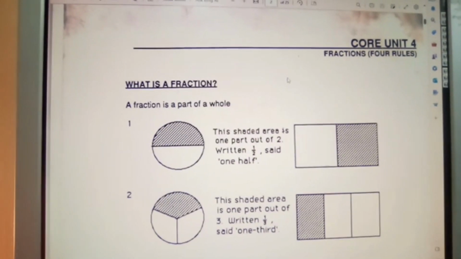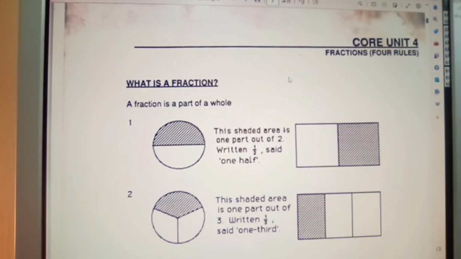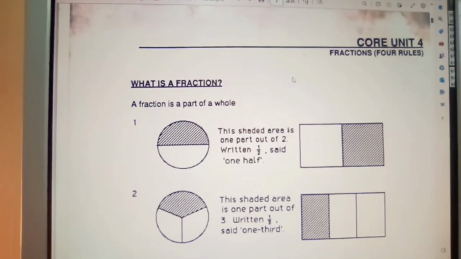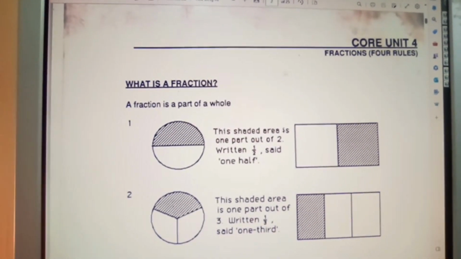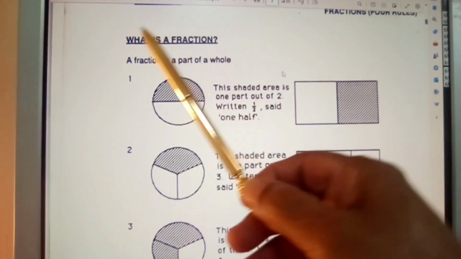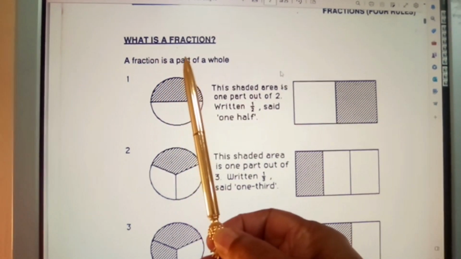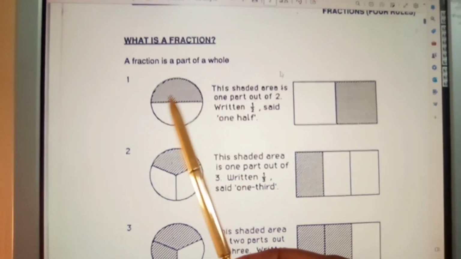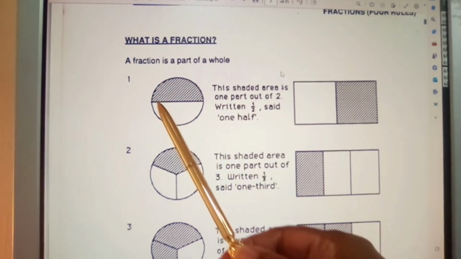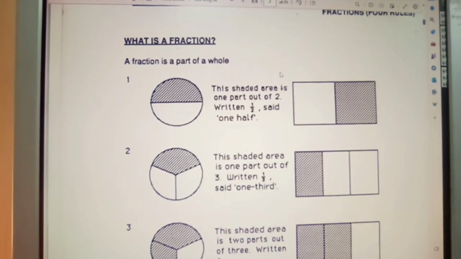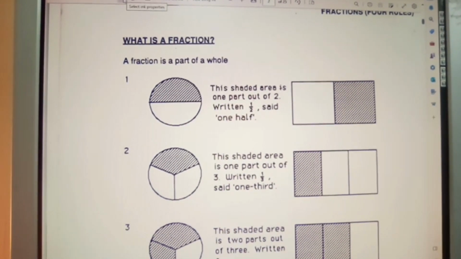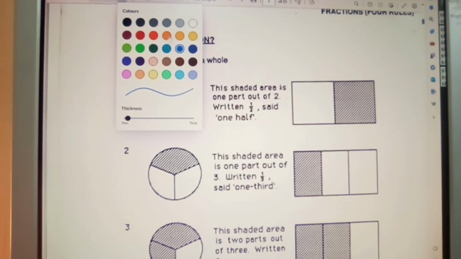Now, what we're going to look at here is fraction rules. And here we're going to look at what is a fraction. A fraction is a part of a whole. Okay. And here we have, let's pretend this is an orange, okay? Let me get my pen, and we're going to turn it into an orange, okay?